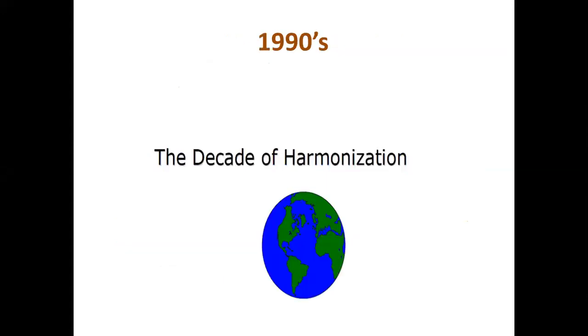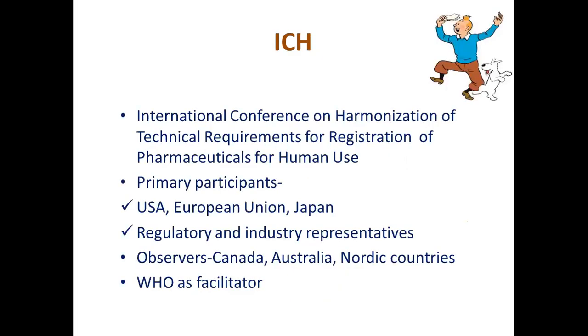So these are the cardinal features, and we all know that the 1990s are known as the decade of harmonization, and that is when the first meeting of the International Conference on Harmonisation of Technical Requirements for Registration of Pharmaceuticals for Human Use occurred. The primary participants were the USA, European Union, and Japan. There were some regulatory and industry representatives. Observers from Canada, Australia, and Nordic countries were there, and WHO acted as a facilitator.